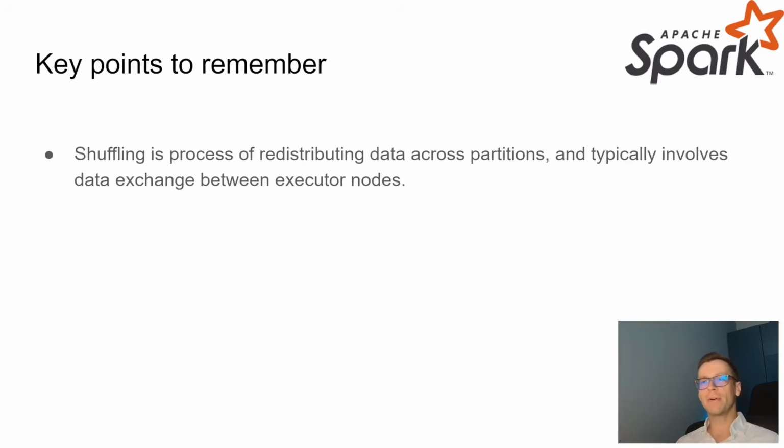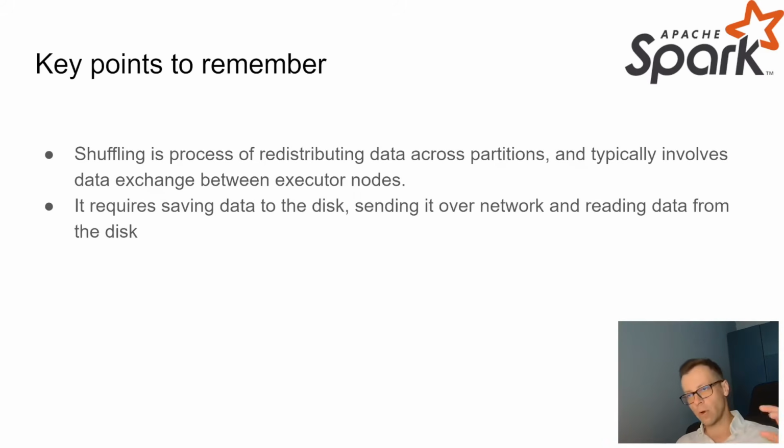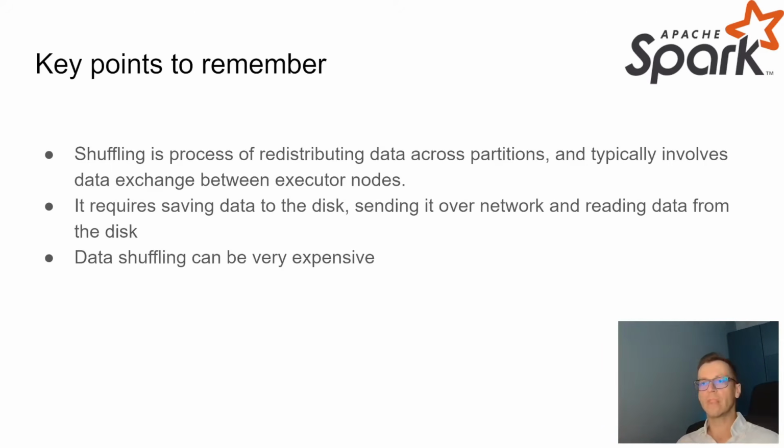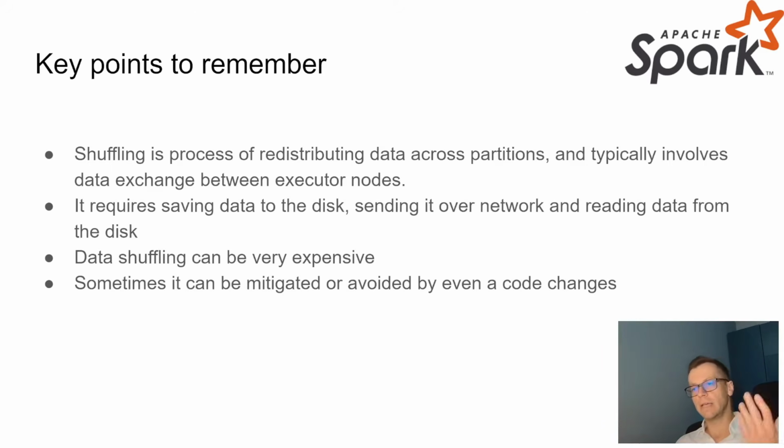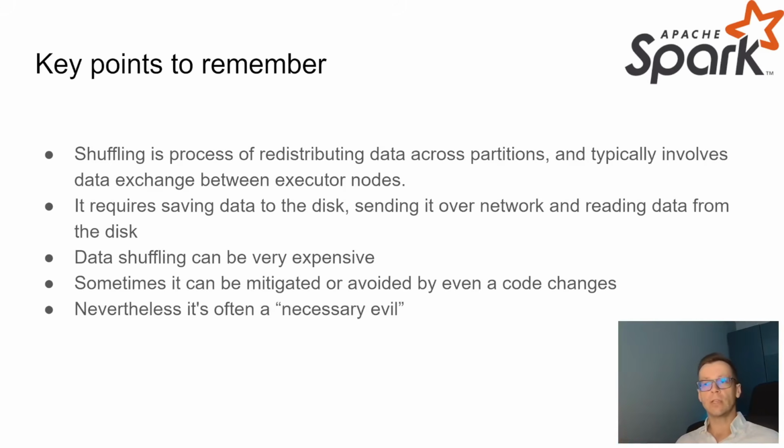Key points to remember. Shuffling is the process of redistributing data across partitions and typically involves data exchange between the executors' nodes. It requires saving data to the disk, sending that over the wire, again to the disk, and only then can it be read into the memory, which of course is slow. Data shuffling can be very expensive, as we have seen. Sometimes it can be mitigated or avoided by even a code change, like for instance avoiding sorting the data. Nevertheless, it's often a necessary evil.